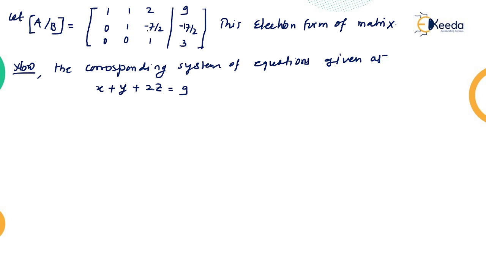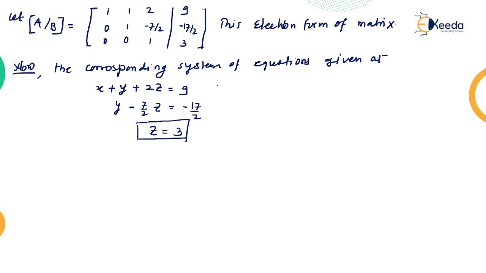Second, the x coefficient is 0, therefore the first term is 0. So simply it is y minus 7 divided by 2 into z, equal to minus 17 divided by 2. Next, in the third row, the x coefficient is 0, the y coefficient is 0, only z remains, so z is equal to 3. So we get the first value, z equal to 3.